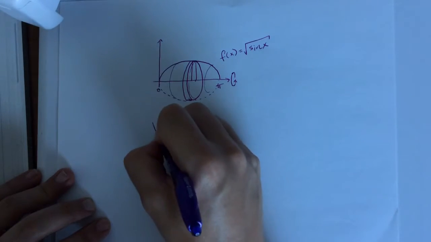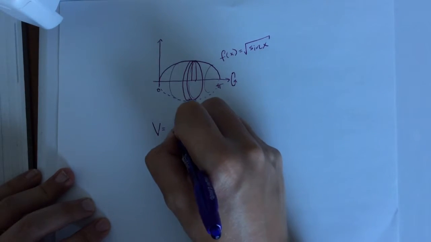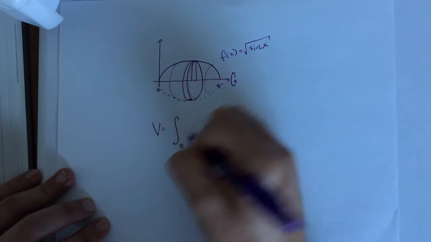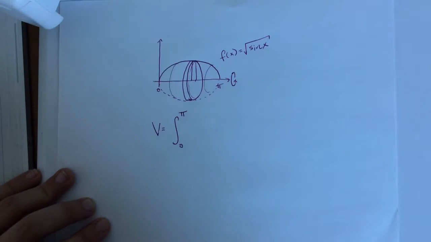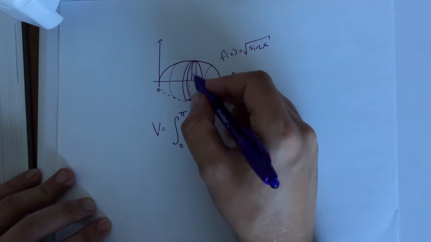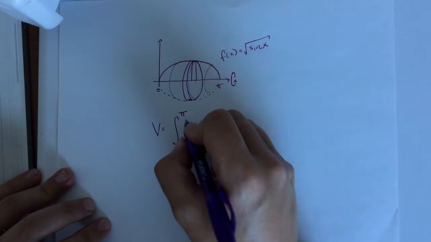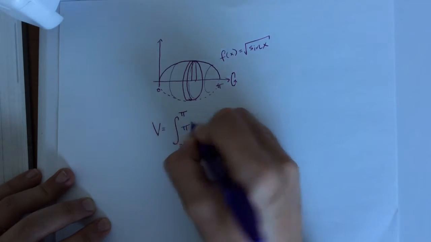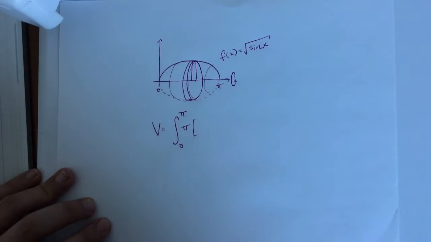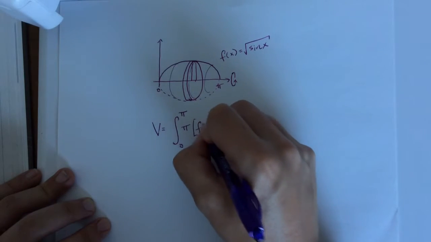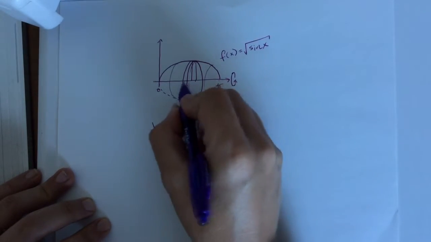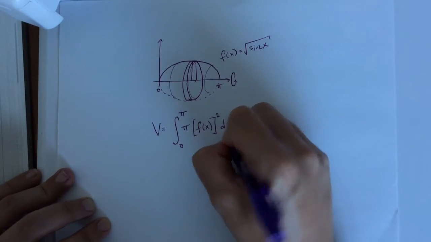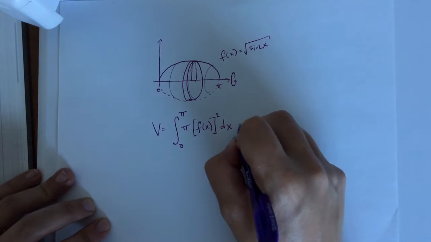Okay, so the volume of this object is the integral from 0 to pi. At any given approximating disk, the radius of that disk is f of x, which I'll substitute in there in a second. The width of that disk is delta x. When we take the integral, it goes to dx.